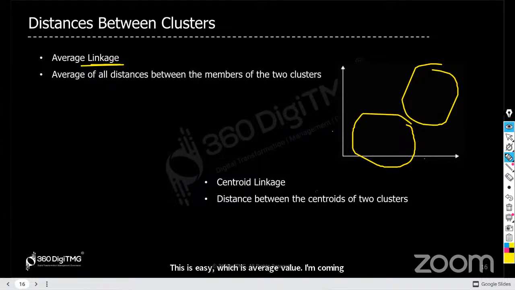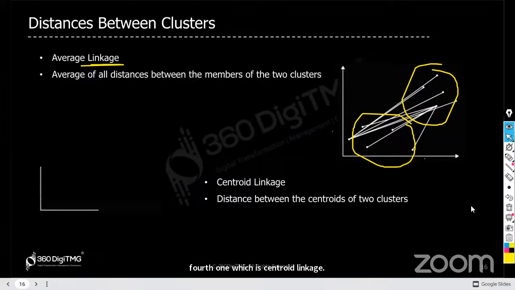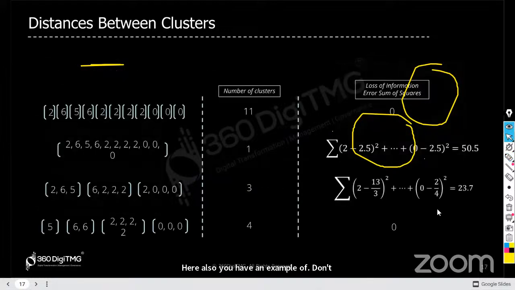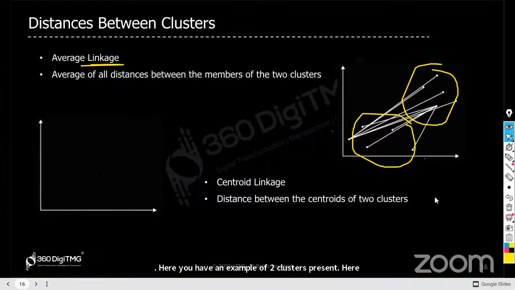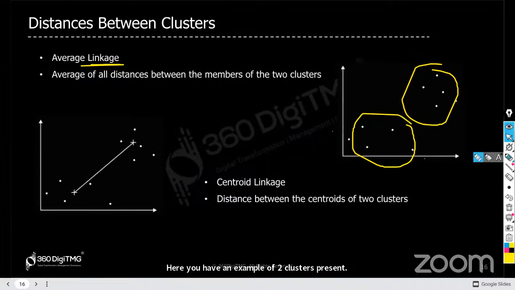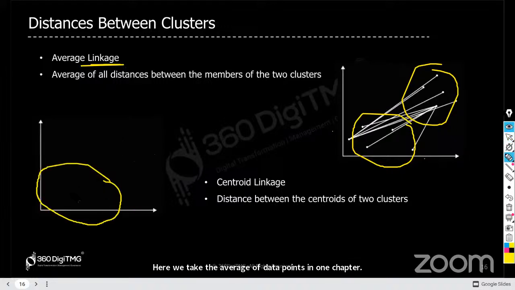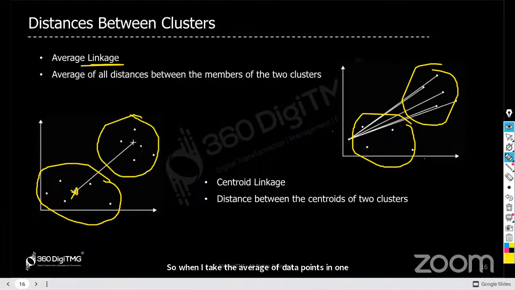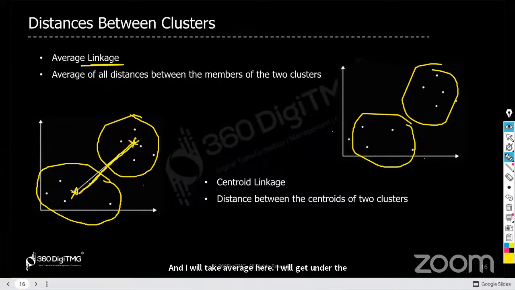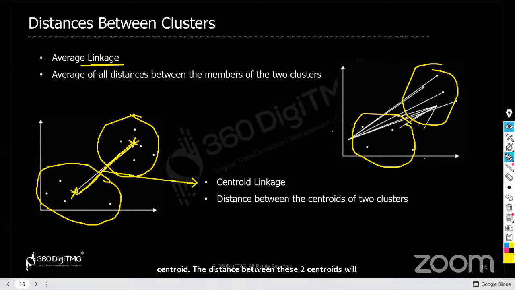Coming to the fourth one, which is centroid linkage, here also you have an example of two clusters present. Here we take the average of the data points in one cluster, and I will get one centroid. And I will take the average in the other cluster, and I will get another centroid. The distance between these two centroids will be your distance in centroid linkage.